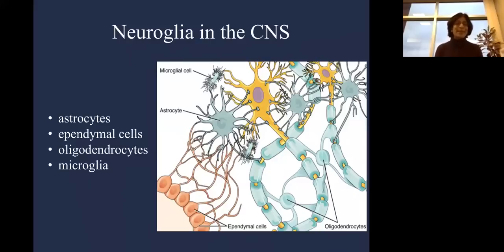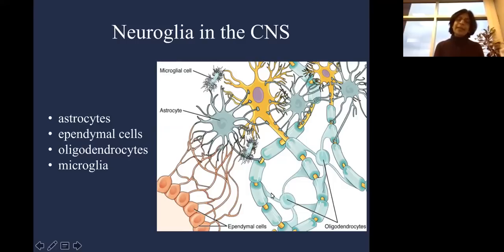Okay, oligodendrocytes. What are these cells supposed to do in the CNS? Well, let's find oligodendrocytes. Do you see these round cell bodies here and here? And they have long cytoplasmic extensions. Those are oligodendrocytes. What they're doing is to add their myelin coats on the axons.